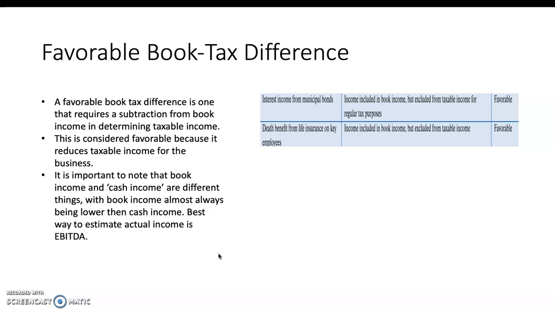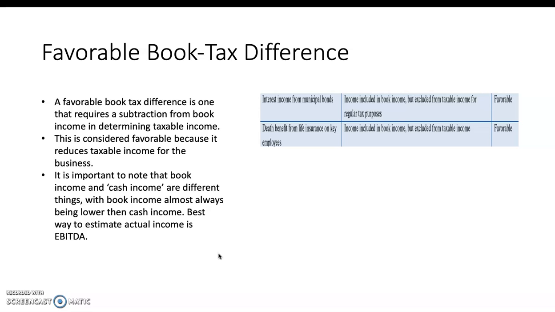And it's important to note that book income and cash income are two different things. With book income almost always being lower than cash income, the best way really that most businesses determine cash income, and I'm using that term to define the actual true cash position of a business, would be EBITDA, earnings before interest, taxes, depreciation, and amortization. Solely because depreciation and amortization are not cash expenses, but are reported within the P&L to lower the company's overall tax liability at the end of the year.